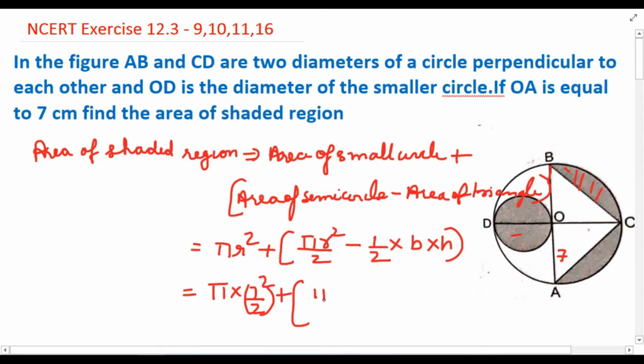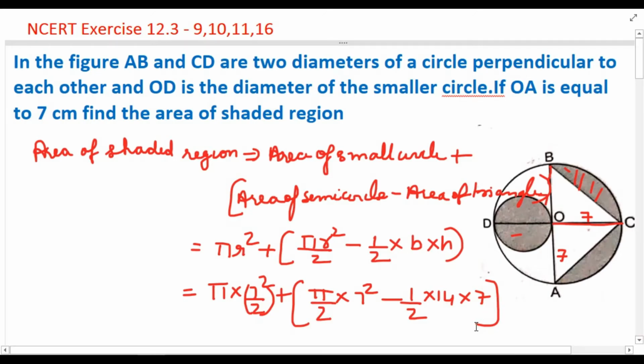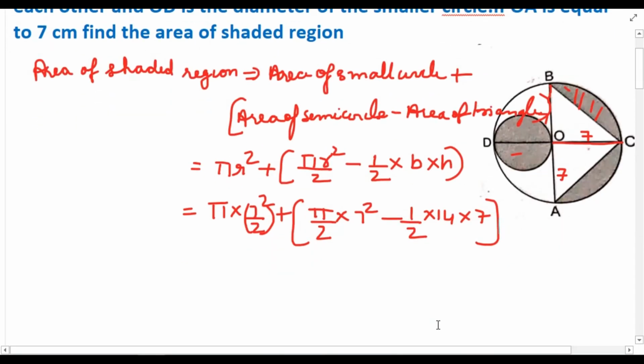So we can write pi by 2 for the semicircle, into 7 square, minus half into base into height. Now the base is 7 plus 7, 14, and the height is again this radius, 7 centimeter, so into 7. So the area of the small circle is 49 by 4 pi. The area of the semicircle is 7 square by 2, minus half into base into height.